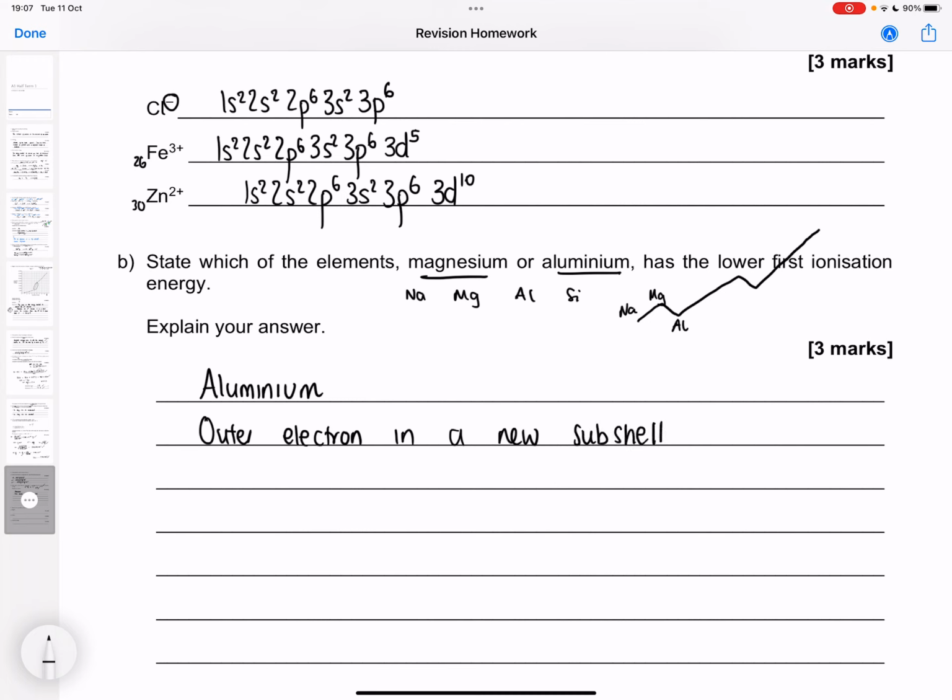They're both in the third shell. Sodium is ending 3s1, magnesium's ending 3s2, aluminium's ending 3p1. Still in the third shell, just a new subshell, which is higher in energy, is the best answer. Higher in energy, which makes it slightly easier to remove.